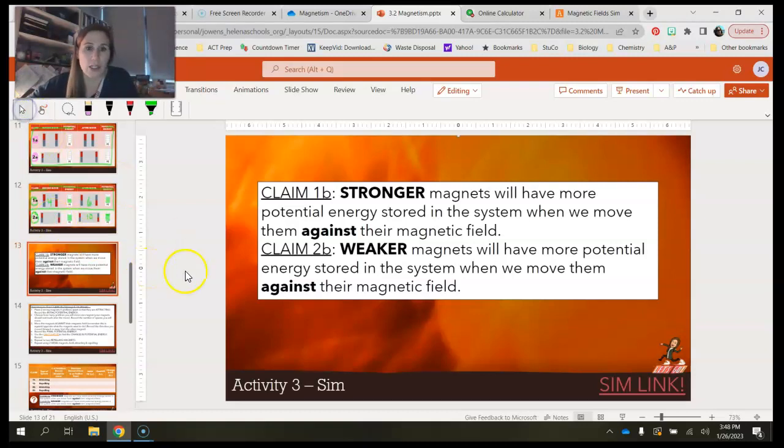Okay, so let's take a look at our two claims. Claim 1B says that stronger magnets will have more potential energy stored in the system when we move them against, or claim 2B, weaker magnets will have more potential energy when we move them against. So this one, like I said, is just a little bit more simple. You are just comparing strong versus weak magnets.